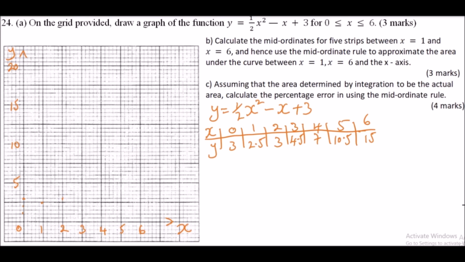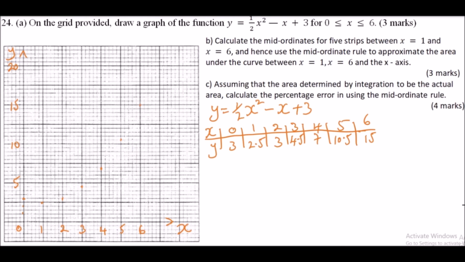Then when x is 3, y is 4.5, so this is where we have 3, 4, 4.5. When x is 4, y is 7, so here it is 5, 6, 7. So you have our point there. Then when x is 5, y is 10.5, so 5, this is 10, 10.5 we have there. Then when x is 6, y is 15.